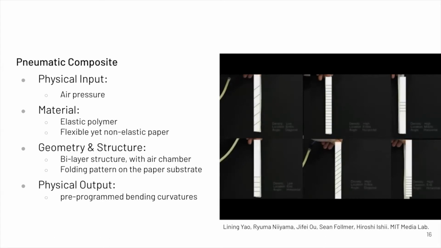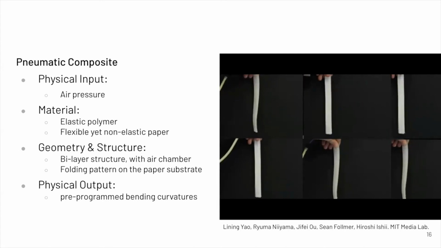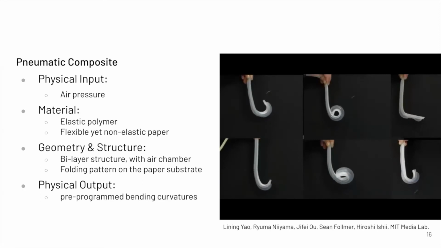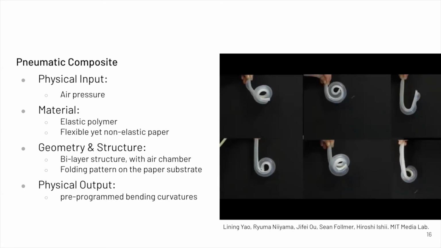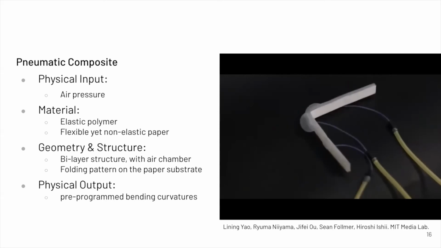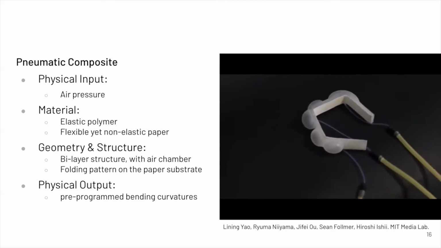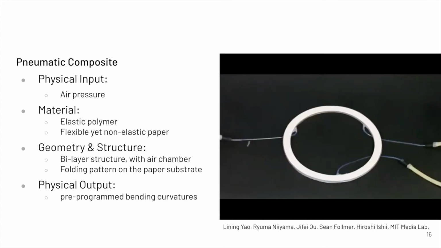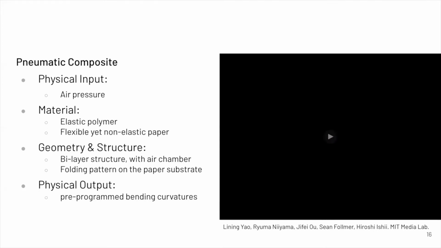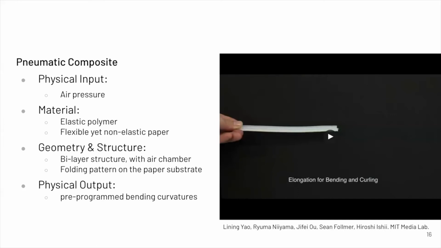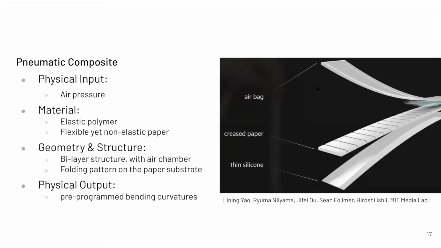Depending on the folding pattern of the paper you are embedding into the bladder, you can get different kinds of bending behaviors. Some are more like a flat coil, some are more 3D coils. And depending on where you locate those air bladders, you can also transform a flat shape, either linear or circular, into interesting 3D shapes. In this case, as I mentioned, it's very simple. There's an air bladder on top, crisp paper in the middle, folded paper if you will, and also a silicone coating at the bottom.